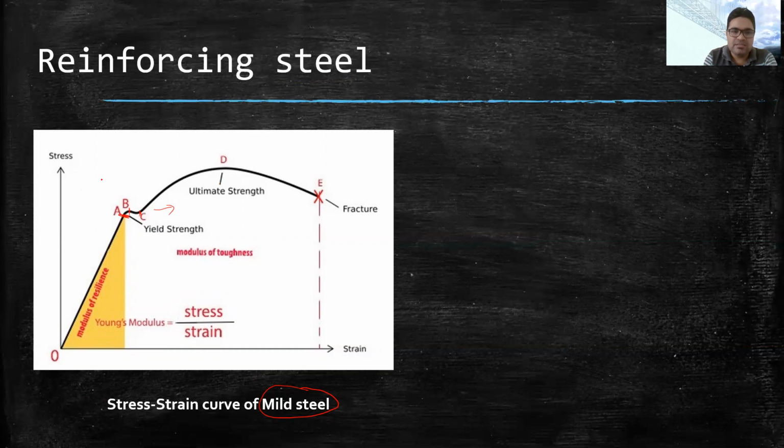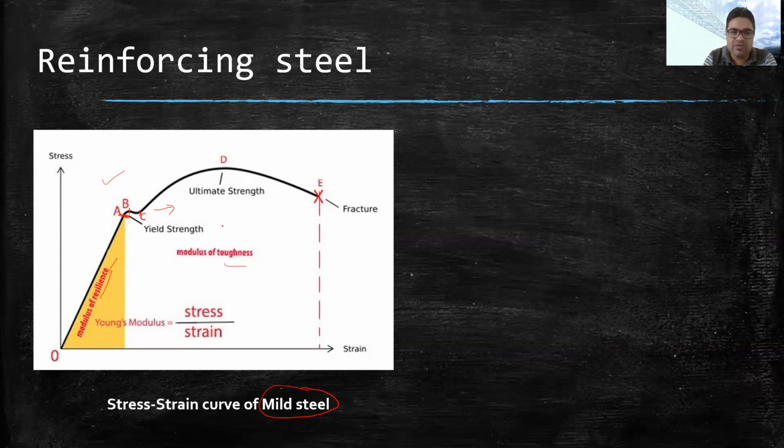So that is the curve for the mild steel, and there are some terms associated with this, like modulus of resilience. Modulus of resilience is basically the property, or the capacity, of the steel against shocking. If there are loads which generate shocks, the property of resilience present in the steel absorbs those shocks. Similarly, modulus of toughness.